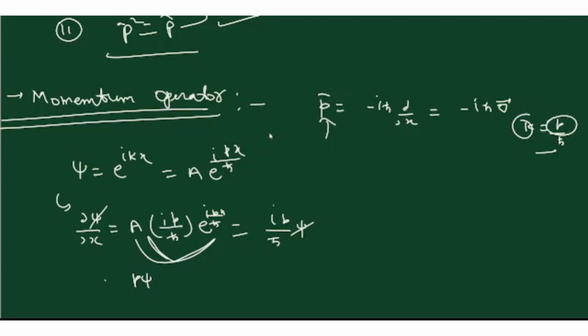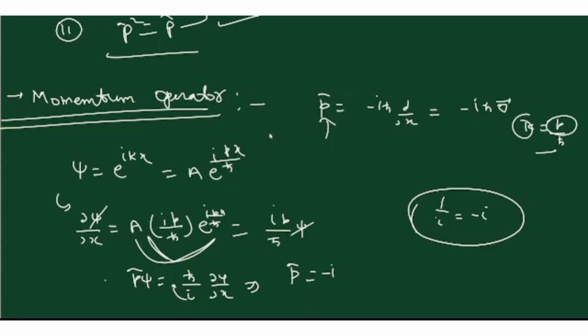What's the value of p psi? So p psi is equal to h cross over iota, and it will go to the next side, and here del psi over del x. Now you can cancel easily. So the p operator is just iota coming out here with a minus sign, because 1 upon iota is equal to minus iota. So minus iota h cross del over del x. This is the momentum operator in one dimension, because we are taking a one dimensional function.